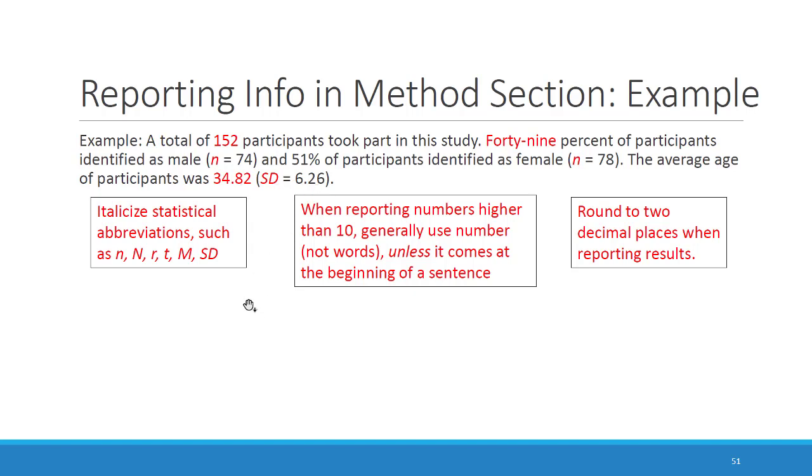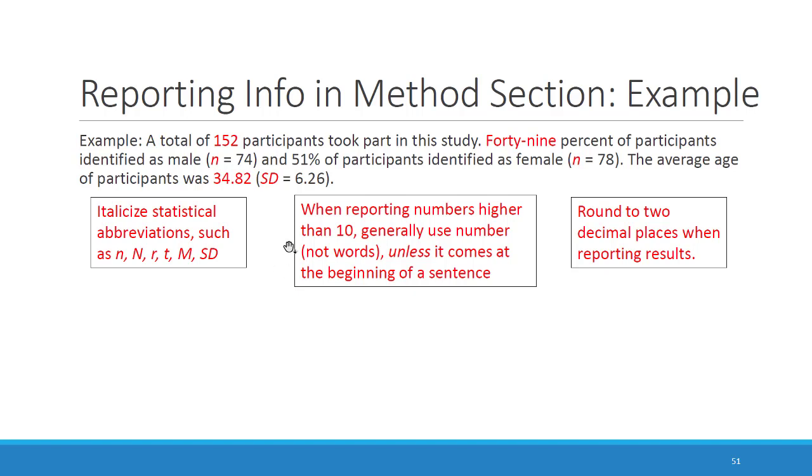A few things to point out when you're writing up this information in your method section. The first is that you want to italicize statistical abbreviations such as lowercase n, uppercase N, R, which is a symbol for correlation, T when you're using a t-test, which we'll learn about later, M for mean, and SD for standard deviation. Now, when do you use lowercase versus uppercase n? Maybe you learned this in your statistics class, but as a reminder, when you're talking about your full sample, you use uppercase N. When you're talking about a subpart of your sample, such as in this case, male participants and female participants, you use your lowercase n. In both cases, you want to italicize them.